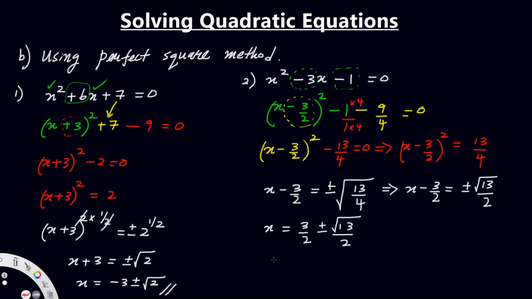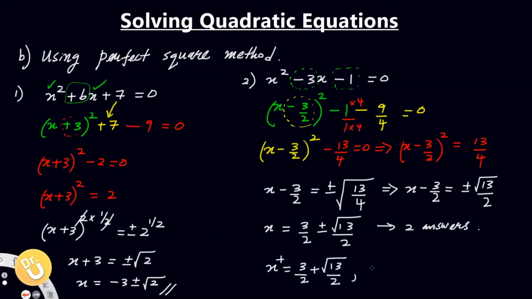Now there should be two answers. We should have two answers because it's a quadratic equation. So we will split this answer now. When you take the positive value, that would be the positive answer of x. That would be this. And when you take the negative answer, that would be this. And that's the answer to that question.